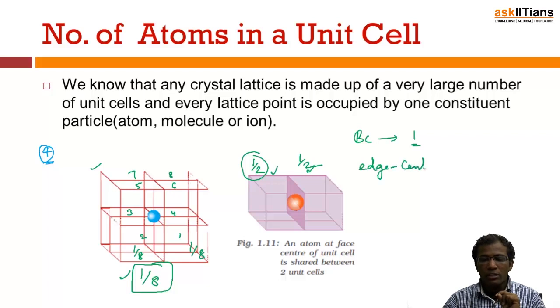So, if a particle is present at the center of an edge, then what is the contribution of that particle towards one particular unit cell? That is 1 by 4. How is it 1 by 4? Because each edge is shared by 4 unit cells, right? So, each edge is shared by 4 unit cells.